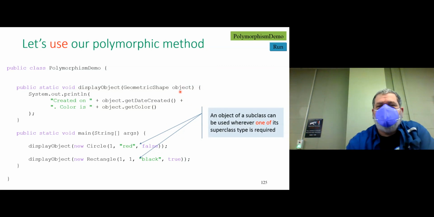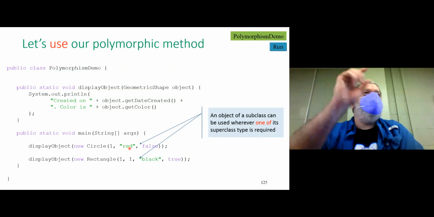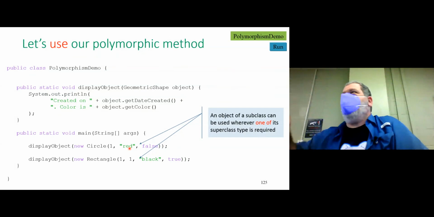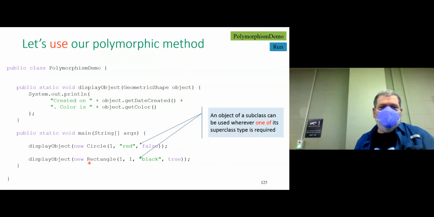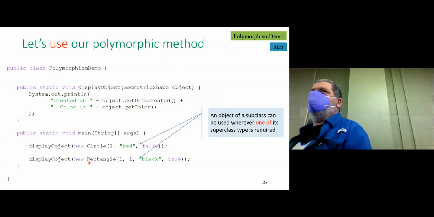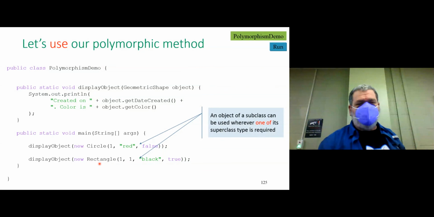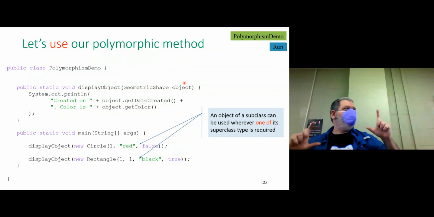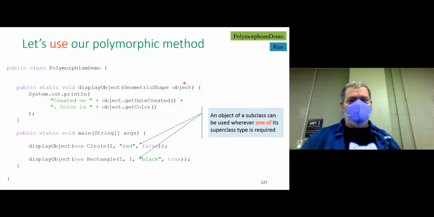Here's the problem. Object was supposed to be a geometric shape. I'm creating a circle. Is that okay? Yes, because everywhere you expect a geometric shape, you will accept also its subclass, like circle and rectangle. And that's what I do here next. I call display object, and I create on the fly a new object of class rectangle, and I pass it to the method. Again, this argument is going to be a reference to a rectangle that's going to get assigned here to the object parameter. The object parameter was supposed to be of type geometric shape, so the types do not match, but it's okay because the two types are related by inheritance. Geometric shape is a superclass of rectangle.